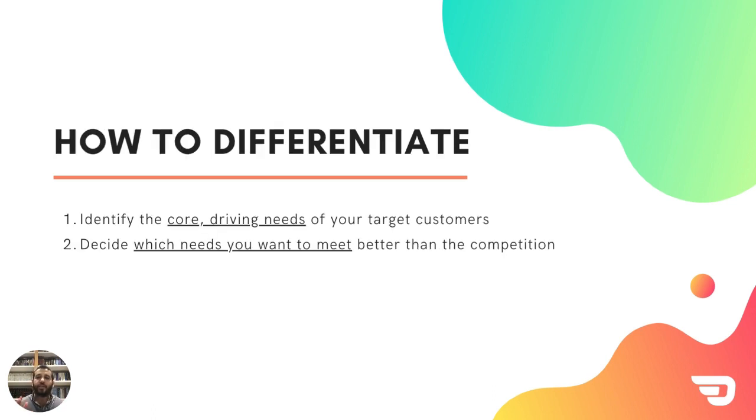Now, differentiation is really a two-step process. Step one is to identify the core driving needs of your target customers. And then step two is to select your differentiation strategy by deciding which needs you want to meet better than the competition. Let's explore each of those steps in a bit more detail. And let's start with the first of those. Right? To effectively differentiate your business, you'll first need to understand what drives your target customers to buy. In other words, their driving needs.